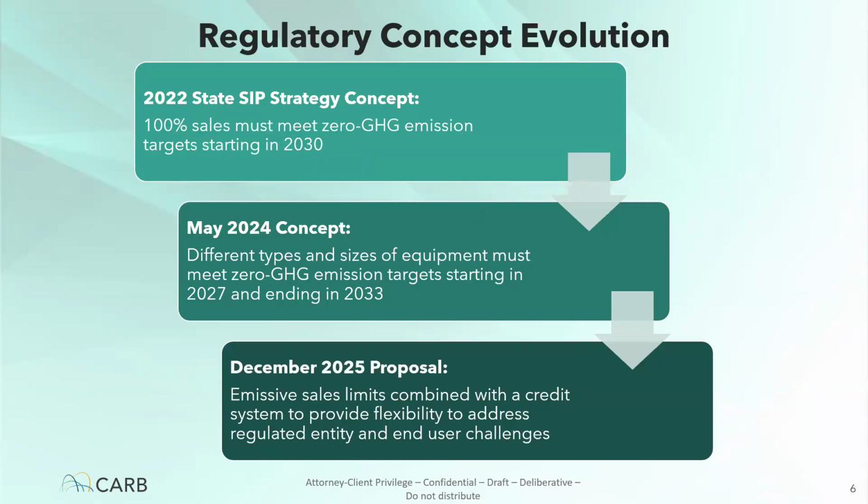The original regulatory concept would have required 100% of new space and water heaters sold in California to meet zero greenhouse gas targets starting in 2030. In May of 2024, we shared a revised concept that had different dates starting in 2027 and ending in 2033, based on equipment type and size, but it was still focused on 100% zero emission sales.